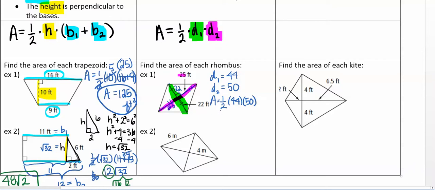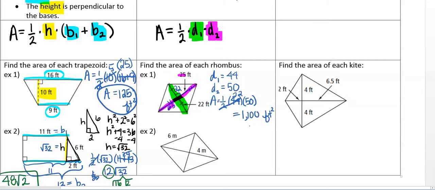Okay, once again with the half, we could just cut one of these things in half. So I'm going to cut the 44 in half, and that's 22. And then 22 times 50, I think that's 1100. Yeah, 1,100 square feet.